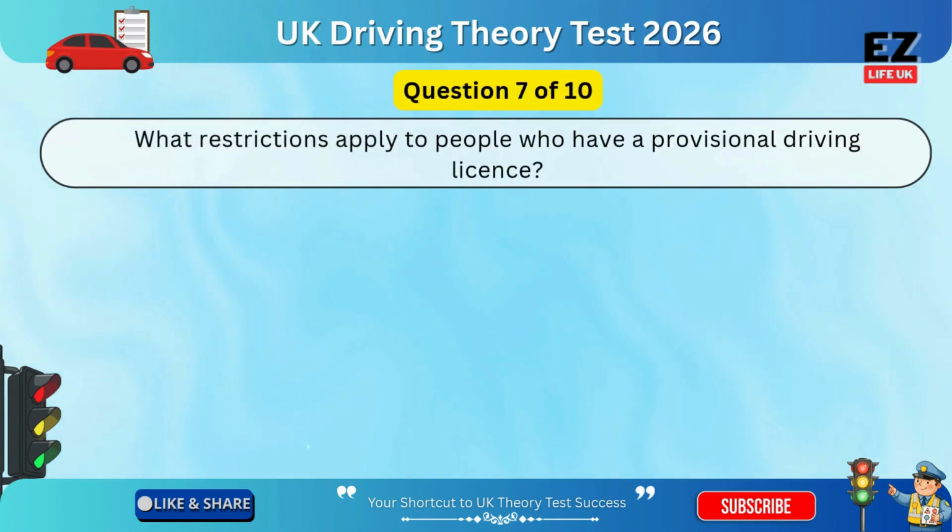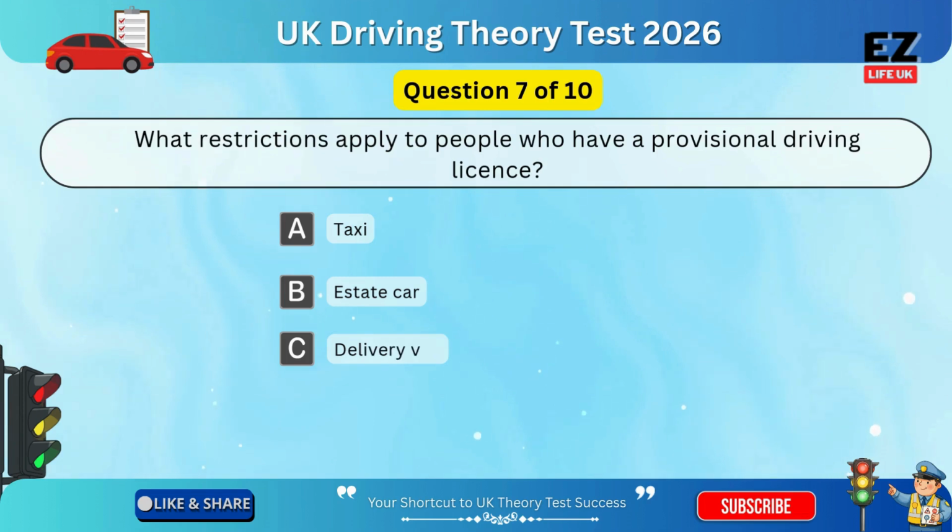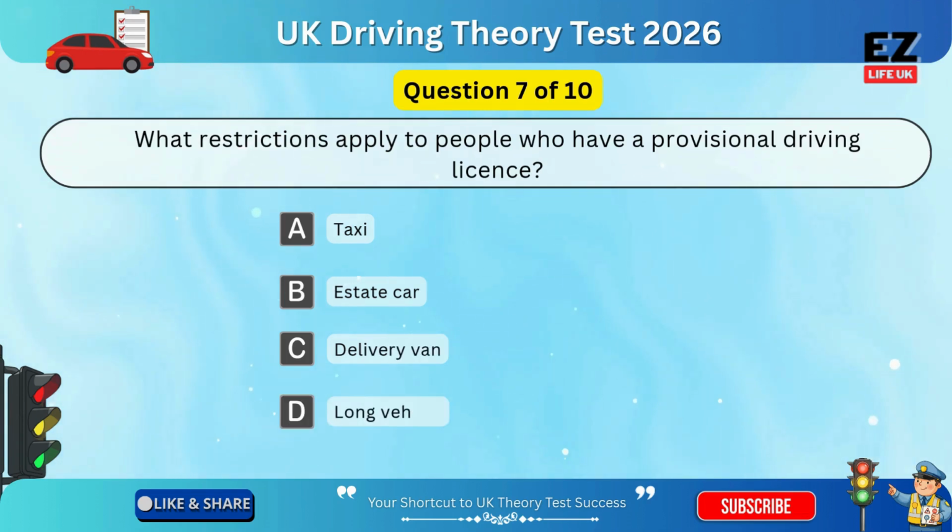Question 7. Which vehicle is most likely to take an unusual course at a roundabout? Option A, taxi. Option B, estate car. Option C, delivery van. Option D, long vehicle.